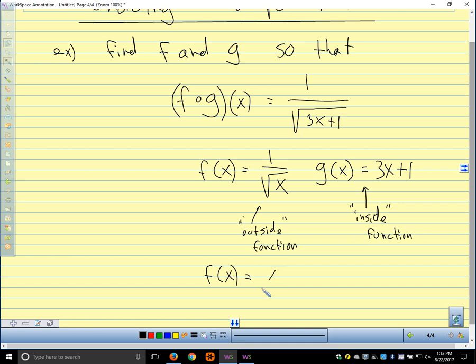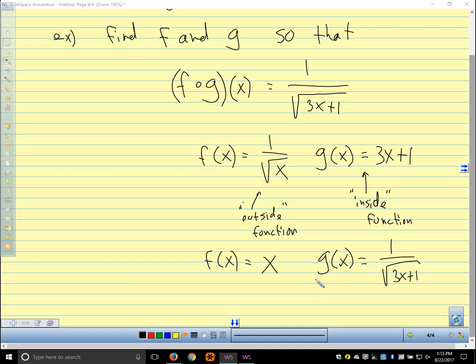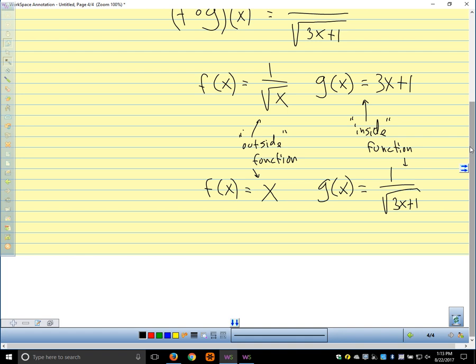Okay, that would work. f of x equals x, and g of x is that whole thing? Yeah. So that's another way to break it down. And again, this is the outside function, inside function. Is there still another way?